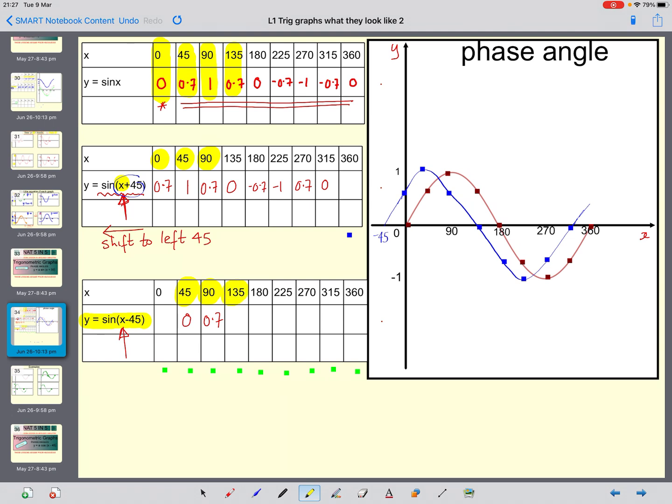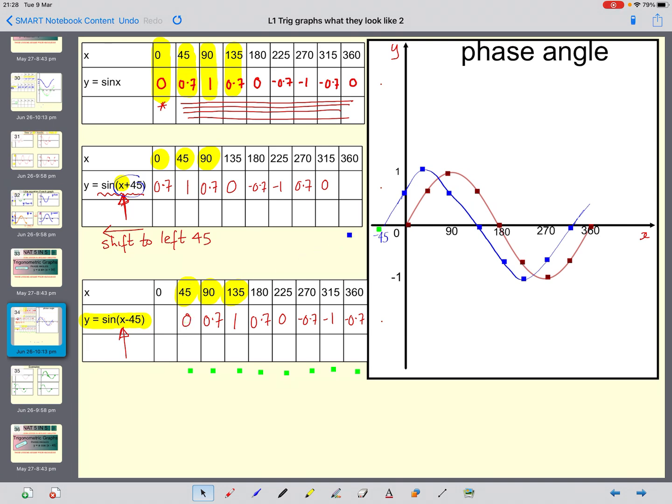And then you can see what's happening here. 135 take away 45 is 90. So it's going to be 1. Again, I'm just going to look at this table of values from the first table of values, and copy that down. So I started at 0, then 0.7, then 1, then 0.7, 0, negative 0.7, negative 1, negative 0.7.